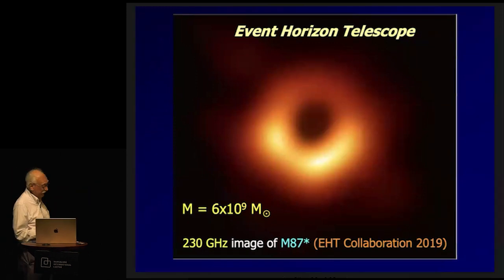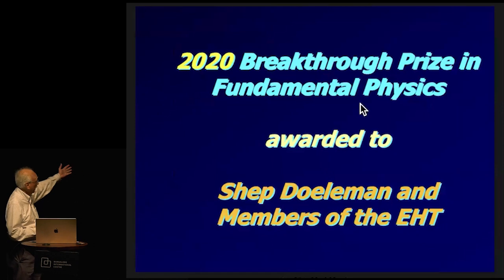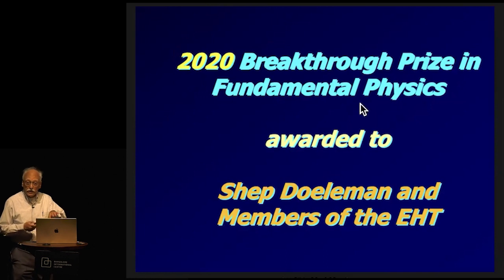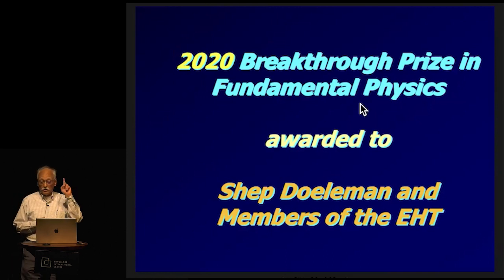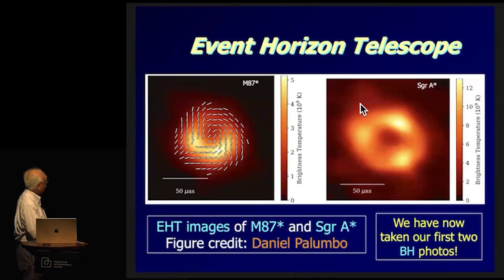So this was a sensation, and this is the one for which the 2020 Breakthrough Prize in Fundamental Physics was awarded to Doleman and other members of the EHT. Okay, then it took a few more years before that same 2017 data could be converted into an image of Sagittarius A star. So here now are the two champions. This is M87. This has got some more information now. There's polarization. I just won't go into that, okay? This is what the photo of Sagittarius A star looks like.